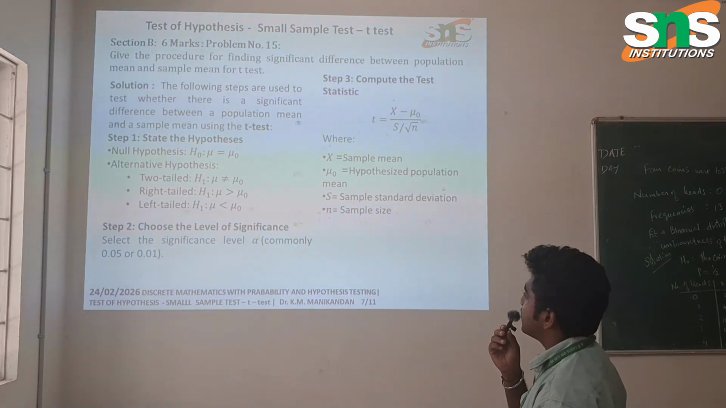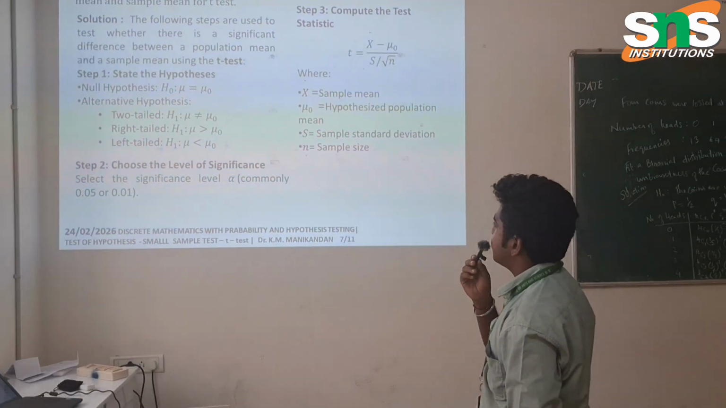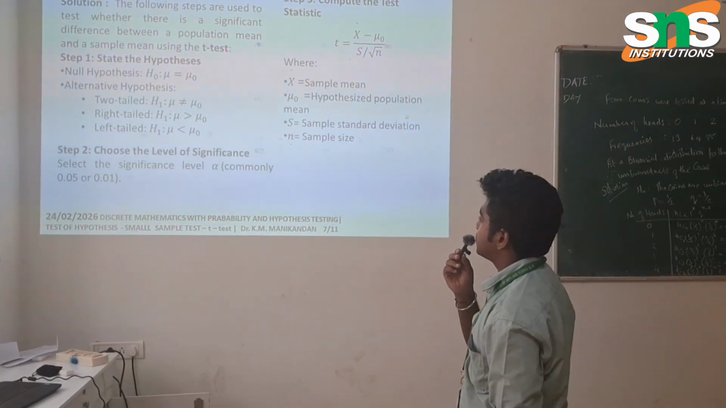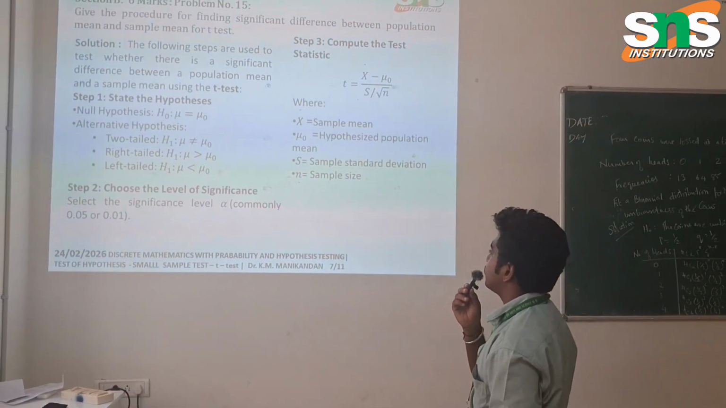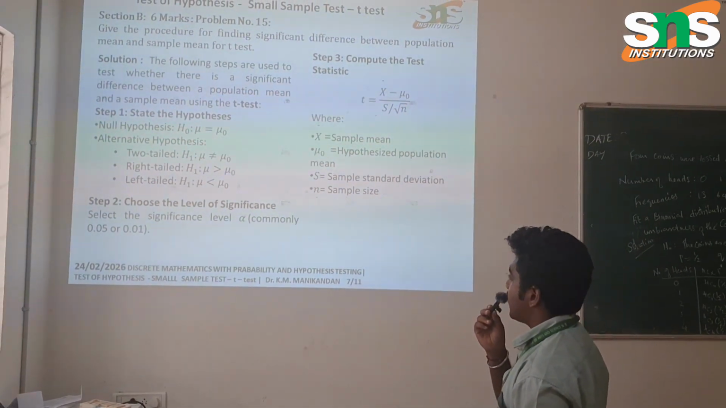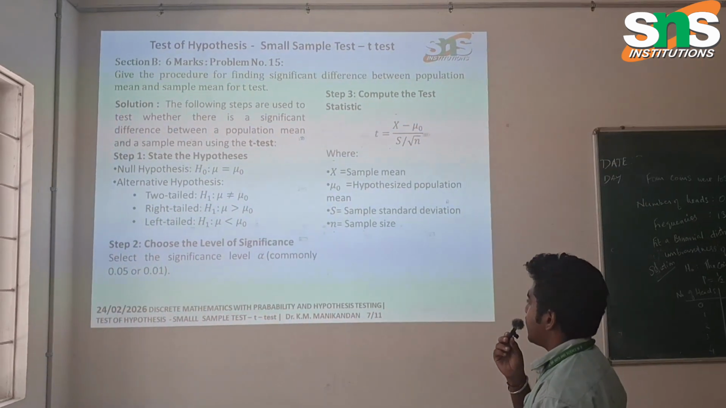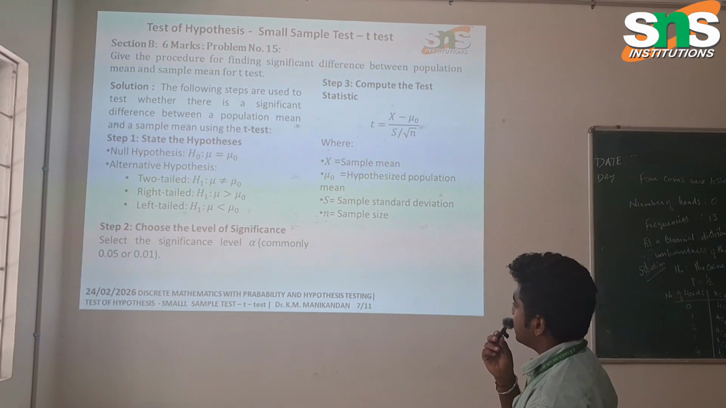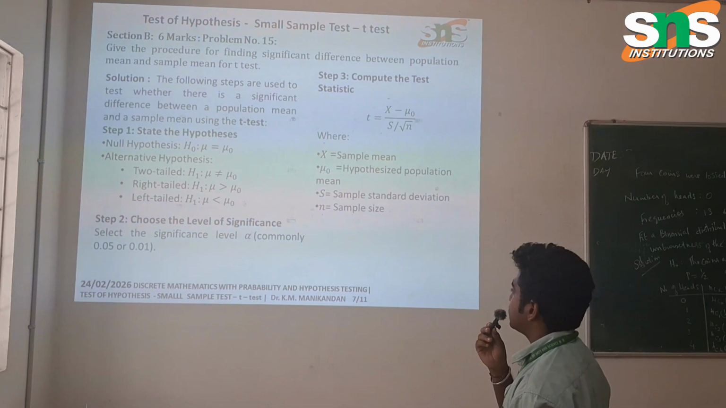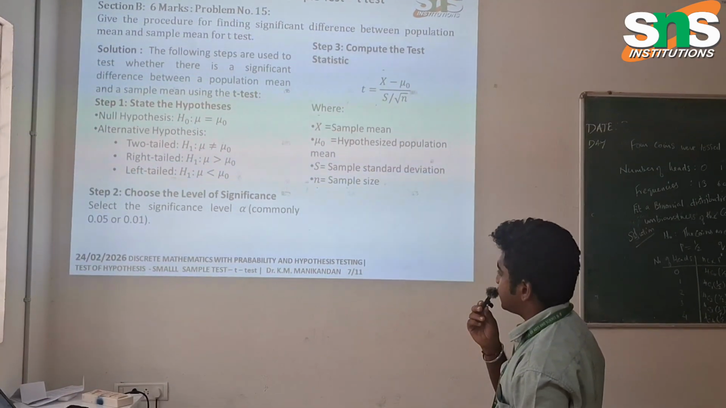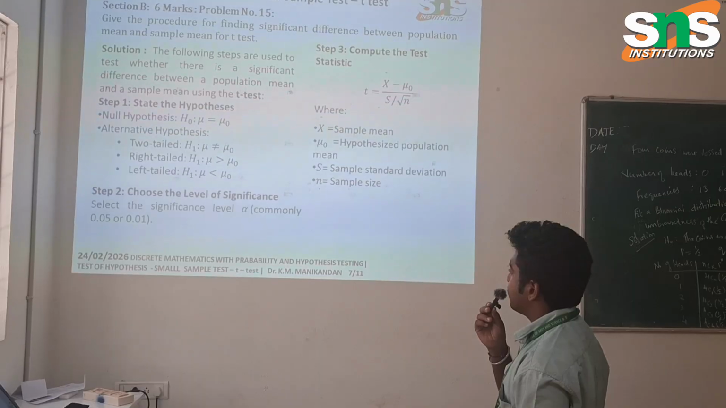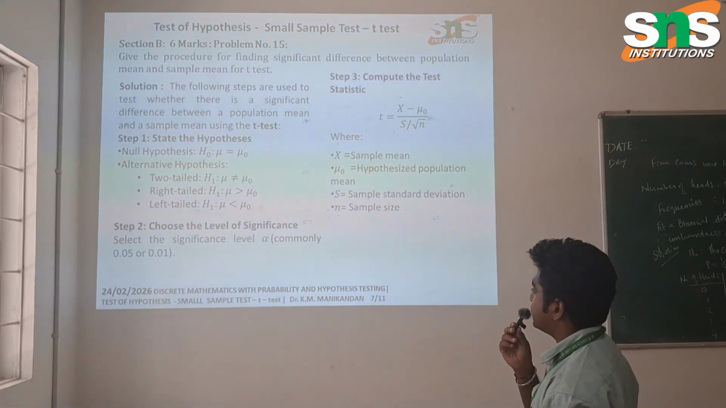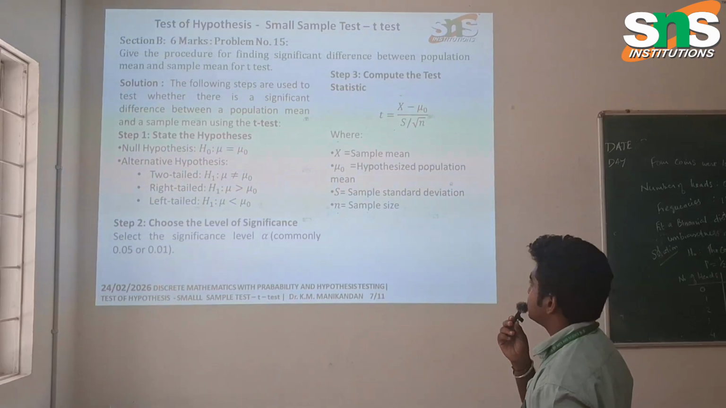Set the hypothesis. Null hypothesis H naught: mu equal to mu naught. Alternative hypothesis H1: mu not equal to mu naught. Right tail, H1: mu greater than mu naught. Left tail, H1: mu less than mu naught. Step 2. Choose the level of significance. Select the significance level alpha, commonly 0.05 or 0.01.